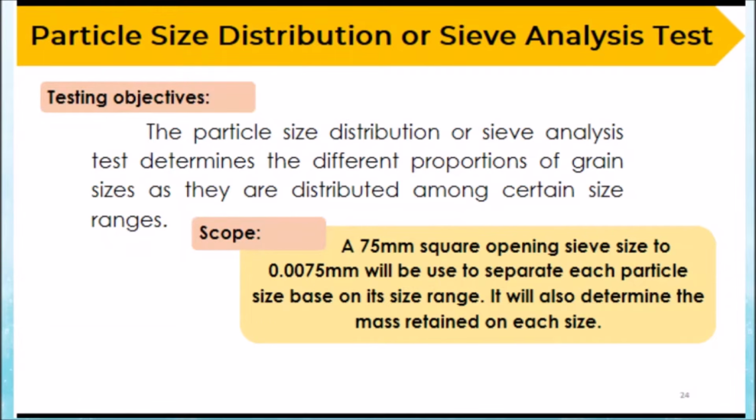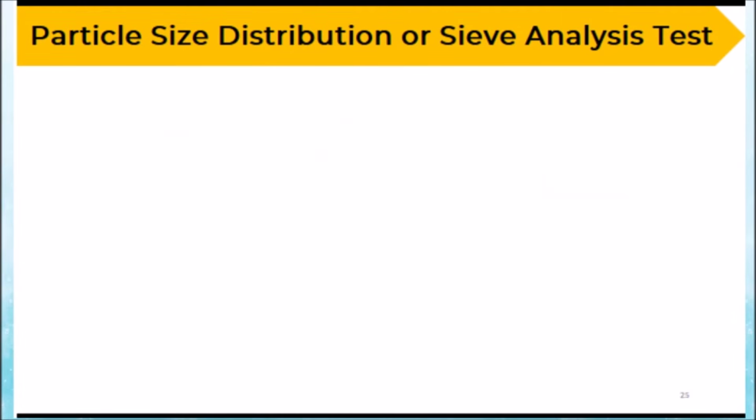The particle size distribution or sieve analysis test determines the different proportion of grain size as they are distributed among certain size ranges. So ano yung scope ng test na ito? A 75 mm square opening sieve size to 0.0075 mm will be used to separate each particle size based on its size range. It will also determine the mass retained on each size.